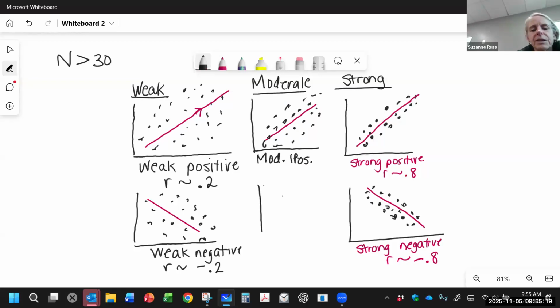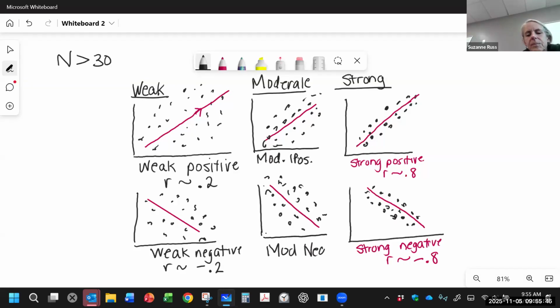And of course, we could have an equally strong relationship where the direction was the opposite. And this would be a moderate negative. And in this lower case, the R would be approximately negative 0.5. And in this one, the R would be approximately 0.5.